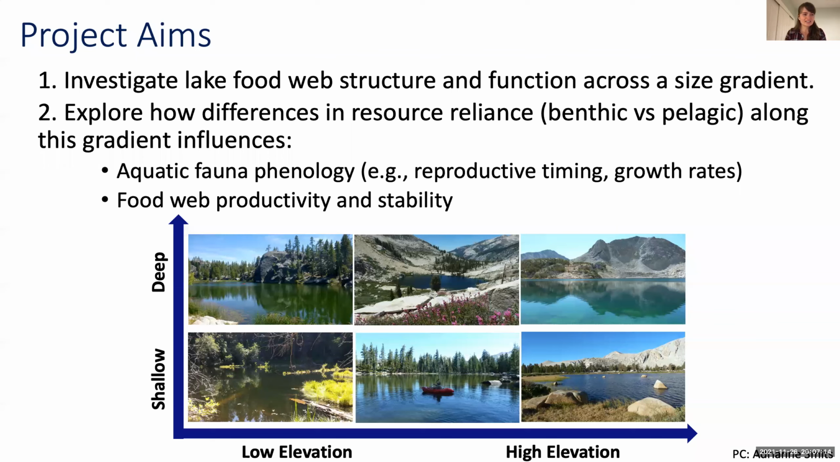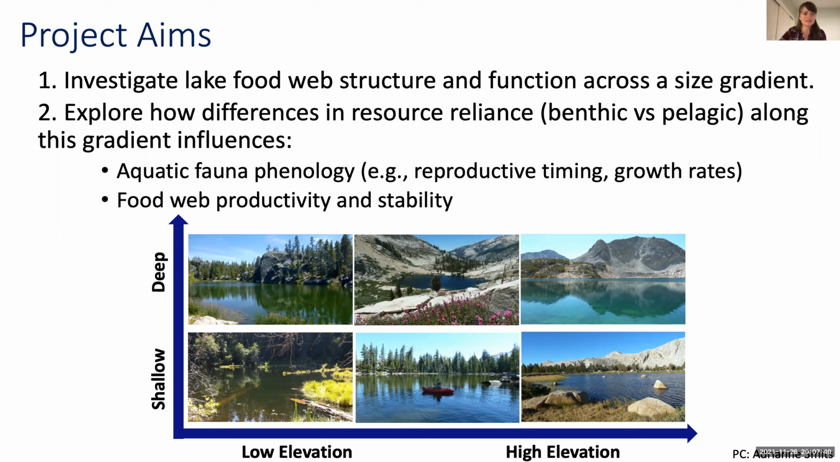So my field project in Andrew Ripple's lab is looking at how lake food web structure and function changes across a lake size gradient, so from small lakes to big lakes, and how that influences whether fish in the lake primarily are going to be feeding in the benthic or pelagic habitats, so shore or open water, and how that's going to be affecting the whole lake's food web and stability and productivity.